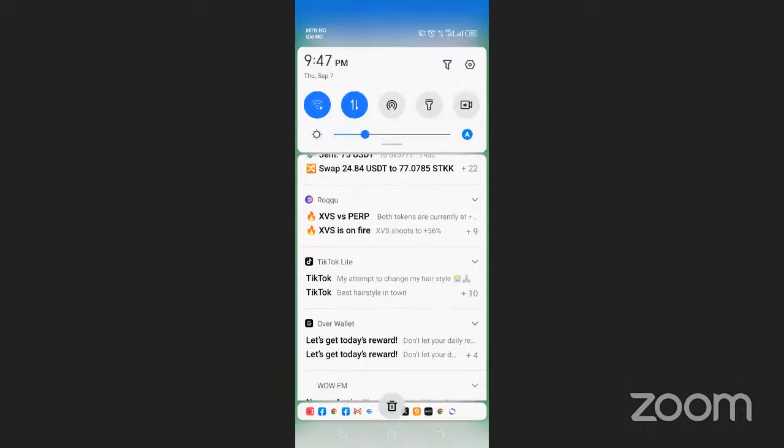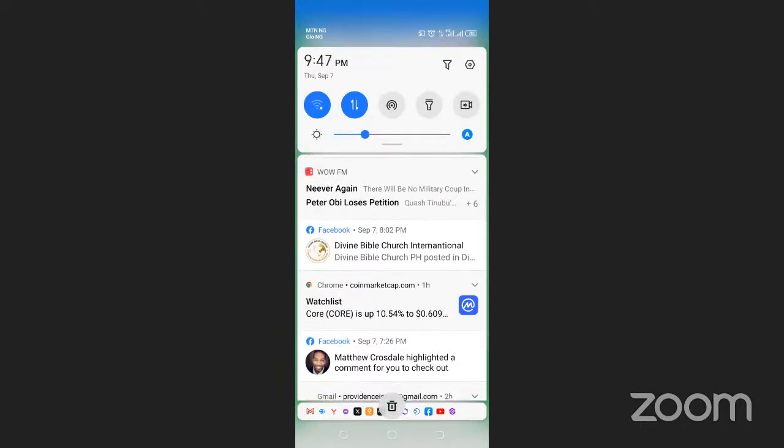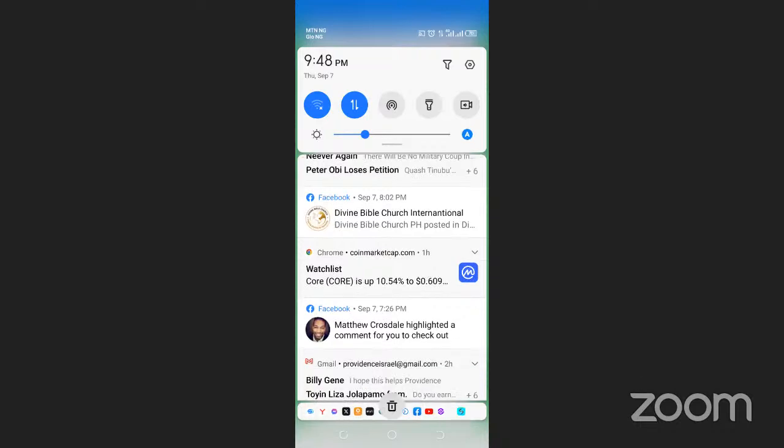Let me show you now. You see, this was from CoinMarketCap. This is how I knew that something happened in Core 1 hour ago, because my watch list said Core is up 10%. So any drastic movement, I will know that something happened to a particular coin. Then I can take a decision.